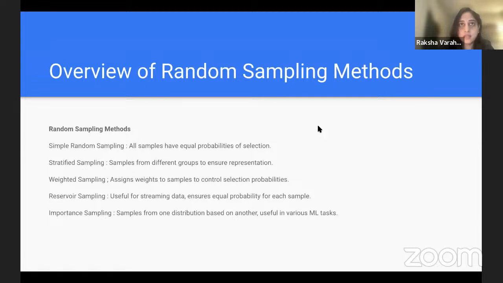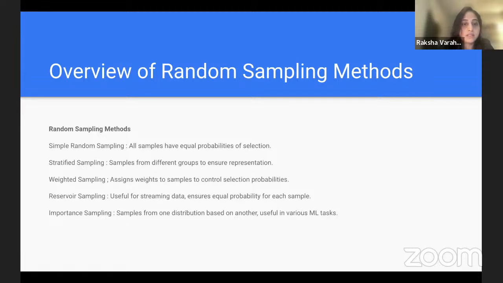Yeah, so we have seen the non-probability samples based on criteria and their limitations. The other type of sampling is the random sampling method. When we're talking about random sampling, there are certain methods that are mentioned in the chapter: simple random sampling, stratified, weighted, reservoir, and importance.